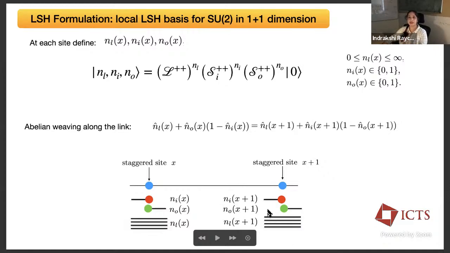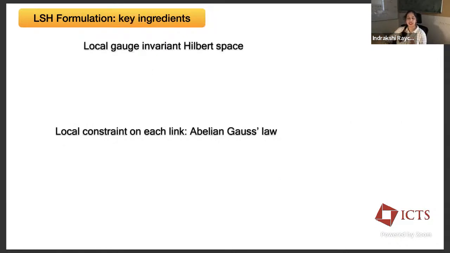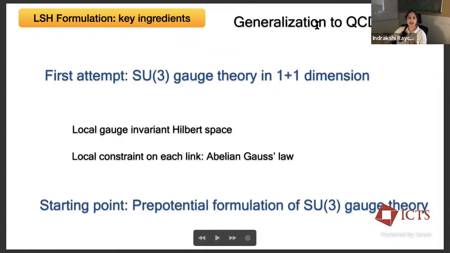So this is basically the statement of the abelian Gauss law that guarantees the continuity of electric fluxes across any of the links. So as I mentioned, the Loop-String-Hadron formulation has two key ingredients. One is local gauge invariant Hilbert space and local constraints on each link. Those are the abelian Gauss laws. So now our aim is to find a similar formalism for SU3 gauge theory such that we can access QCD in a better or accessible way.